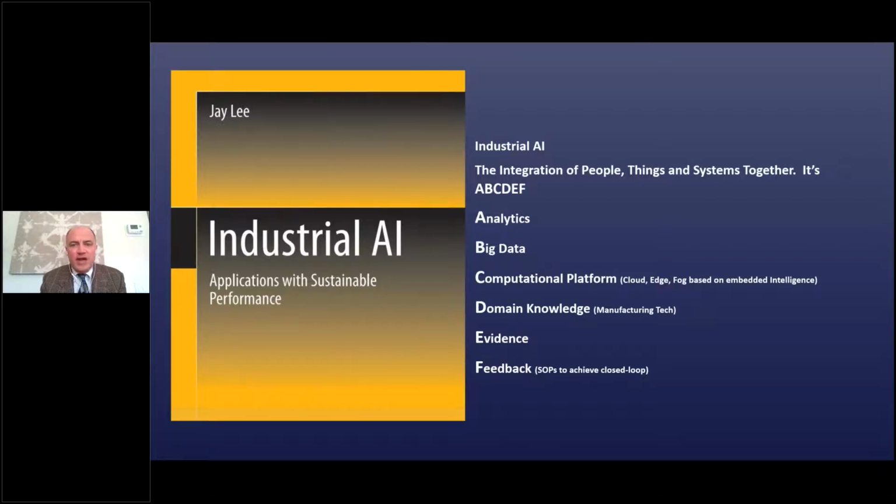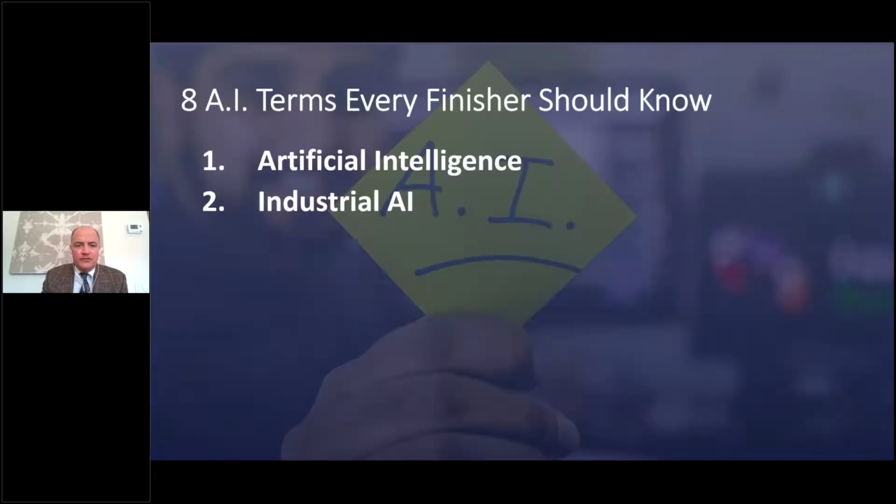And finally, feedback. So making sure that we have a complete closed loop as we're gathering information and evidence, that we're pumping that back into the model to improve our operations. So that is how Jay Lee differentiates industrial AI from just general artificial intelligence.